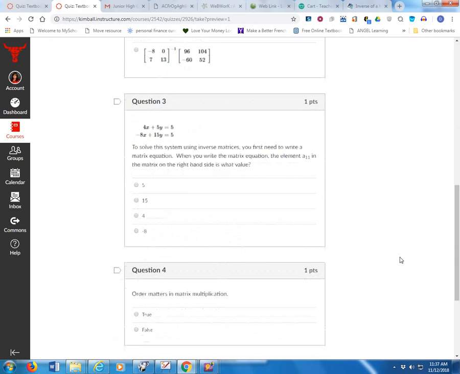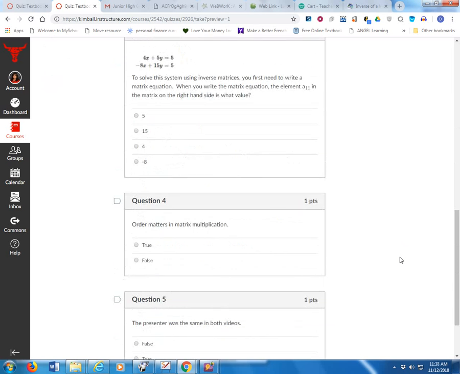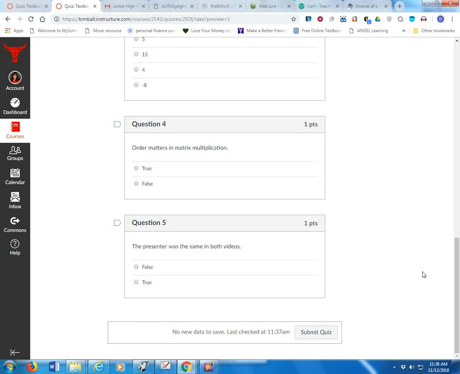Question 3, to solve this using inverse matrices, you first need to write a matrix equation. When you write the matrix equation, the element A11 in the matrix on the right-hand side is what value? A11 in the matrix on the right-hand side would be 5. Question 4, order matters in matrix multiplication. True, order matters. And that was 4. Question 5, the presenter was the same in both videos. Who watched the videos? Different? Yes. So that is false. That is it.